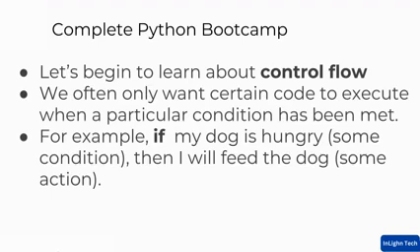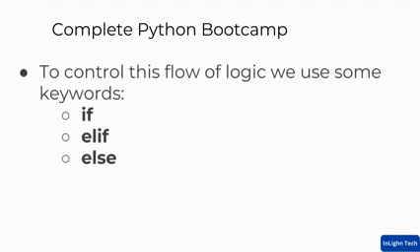For example, let's imagine that I'm trying to program a robot to feed my dogs. Then I could say if my dog is hungry, so that's the condition, then I'll have the robot feed the dog. It'll have the actual code execute or perform some action. So in order to control this flow of logic, we use some keywords. And the keywords we're going to be introducing in this lecture are if, elif, and else. So let's see the syntax for these three keywords.